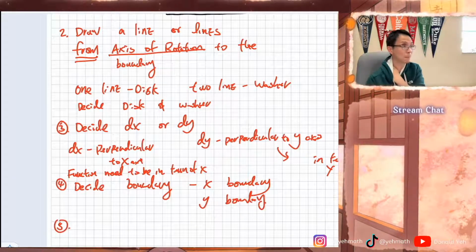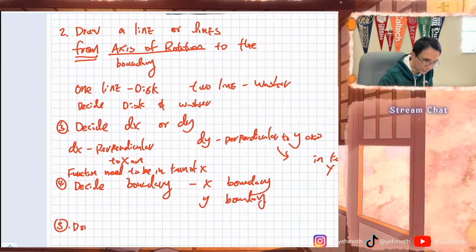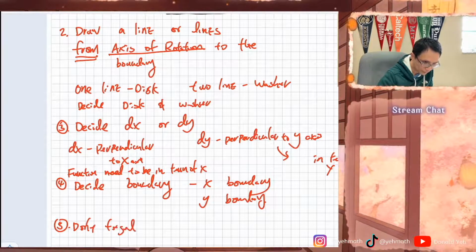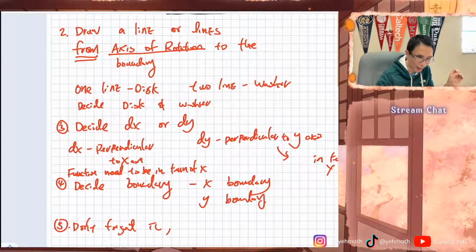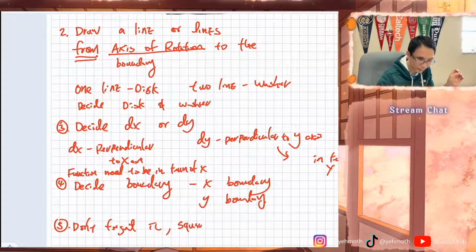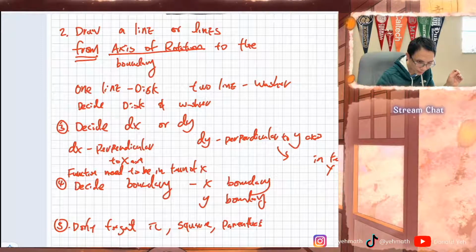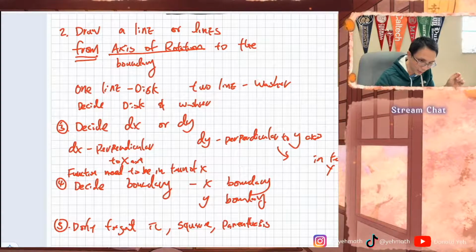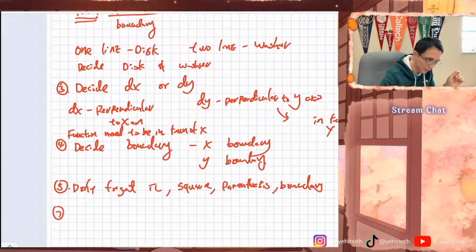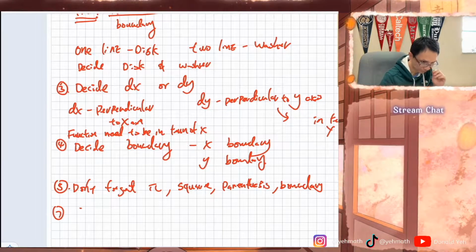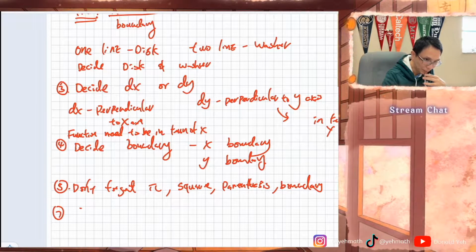The fifth step. Don't forget the following things. Pi is always outside. Don't forget about the square. Don't forget about parentheses. All those things, and lastly, the boundaries. Do you have a y and x boundary, or one or the other? You have either x boundary or y boundary, but not both. What happened to number 6?